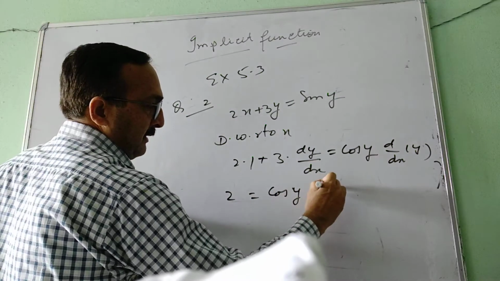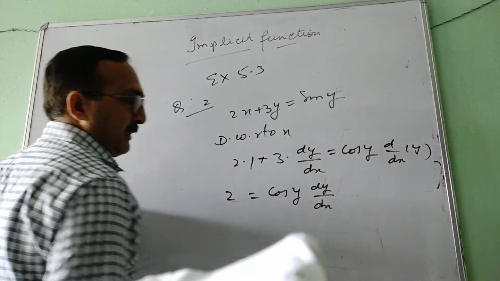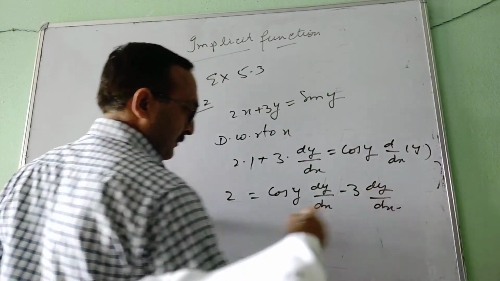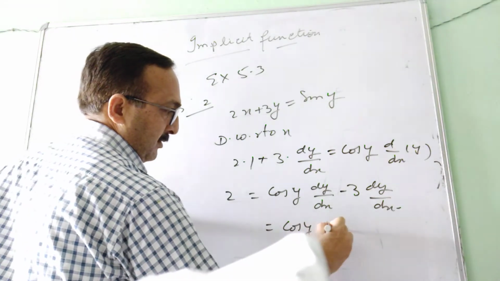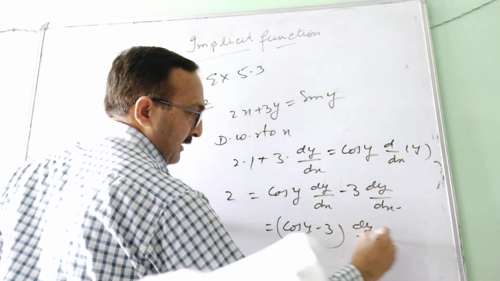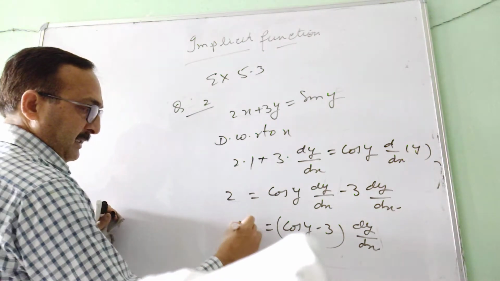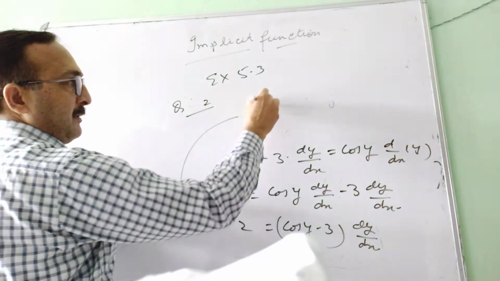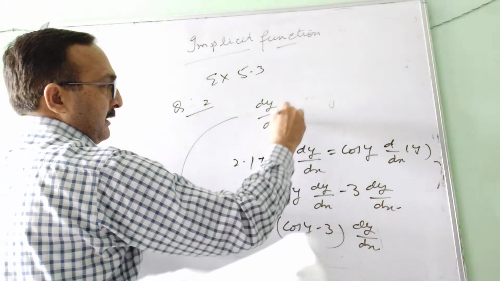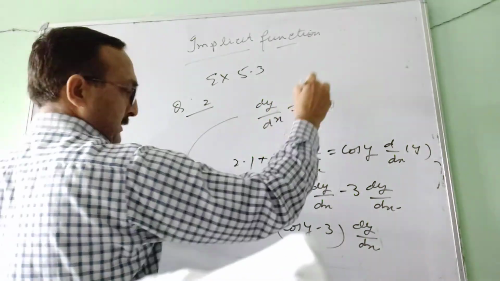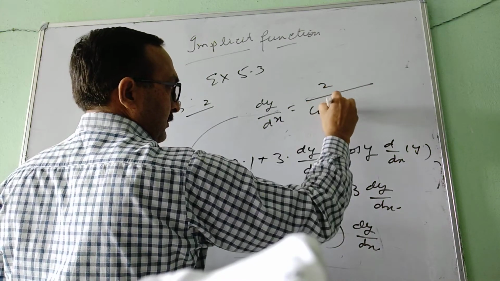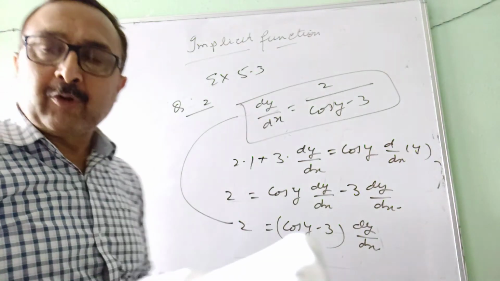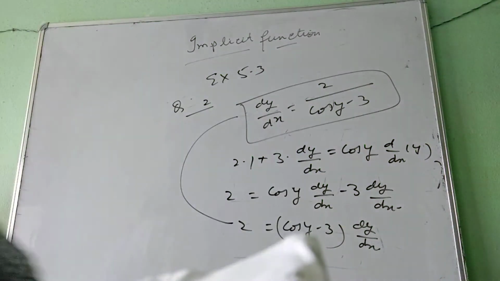cos y dy upon dx, and 3 dy upon dx taken to that side. dy upon dx is common. And now you find dy upon dx equal to 2 upon cos y minus 3. I hope you understood this problem.